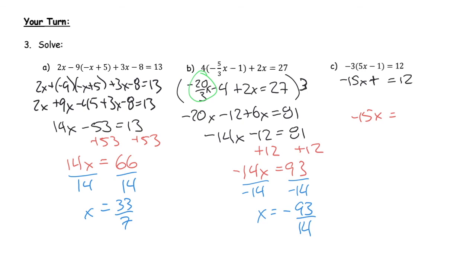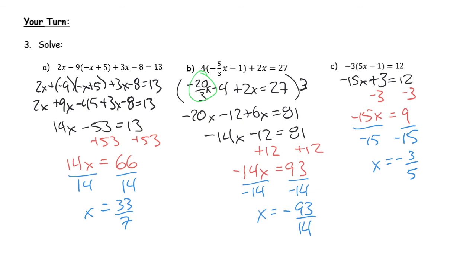Negative 3 times negative 1 is going to be positive 3. And so then I'm going to subtract 3 from both sides. And that is going to give me a 9 on the right-hand side there. Now I'm going to divide both sides by that negative 15. And so x is going to equal negative, there's a common 3 there, so this will end up being 3/5. Okay, and there you go. That's as good as that's going to get.